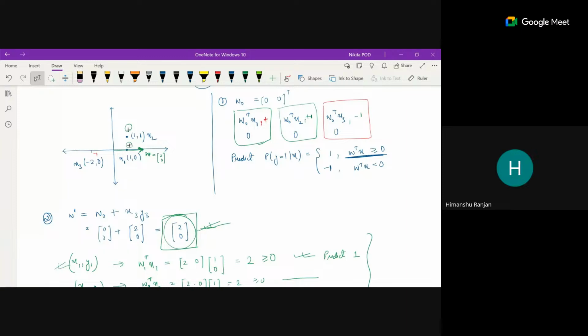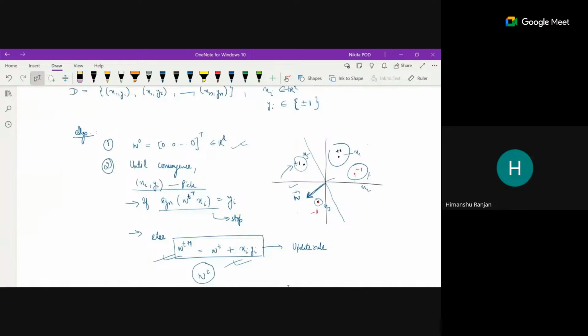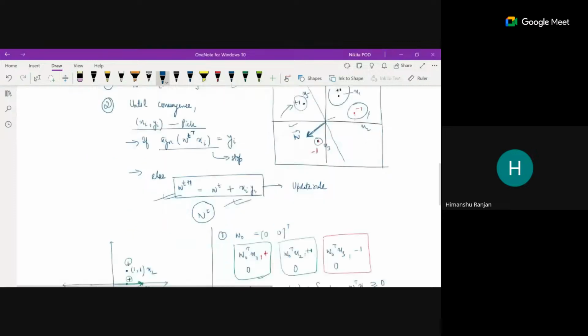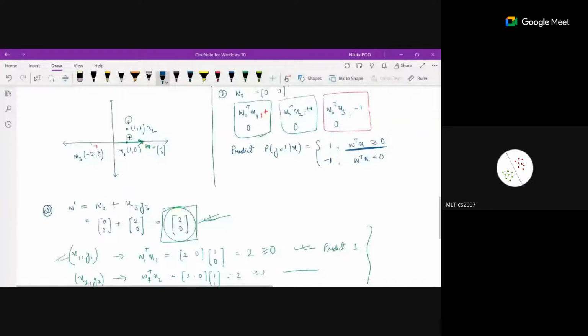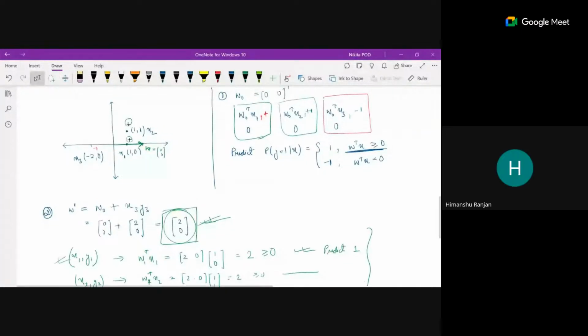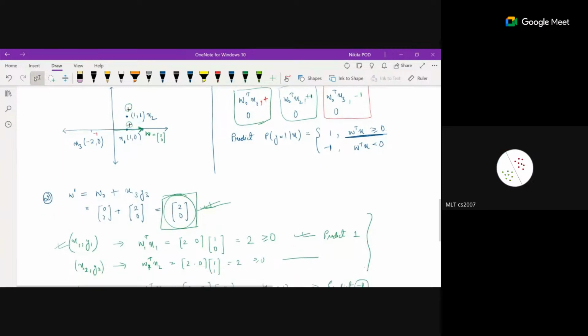Ma'am, in the first diagram which you have drawn, you said -1 should be on one side and +1 should be on the other side. But in this diagram, what we can see is -1 is lying on this W. Oh, is lying on this W. W is perpendicular to that line. Okay, ma'am. Got it.